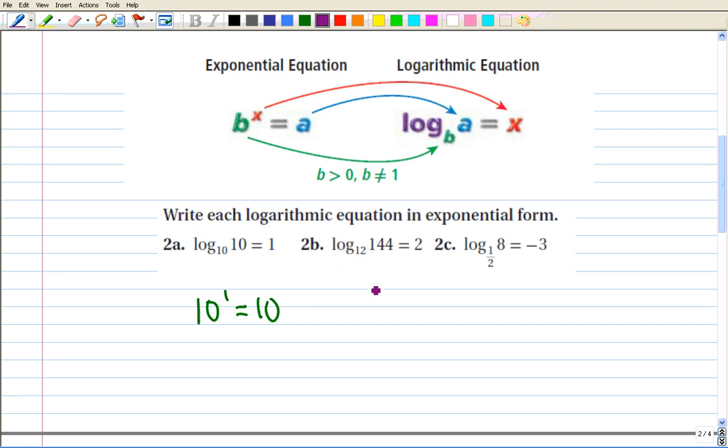All right, so log base 12, so my base is 12, of 144 equals 2. Well, my log is equal to my exponent of 2, so I get that 12 squared is equal to 144. Does this make sense? Is 12 squared 144? Yes, it is, so we did a great job. And then one more, log base 1/2, so I have 1/2. Log base 1/2 of 8 equals -3. My log is equal to my exponent of -3. And that is 8. So this is wanting to know, is 1/2 to the -3rd equal to 8? Well, yes, because that's 2 to the +3rd, and 2 cubed is 8.